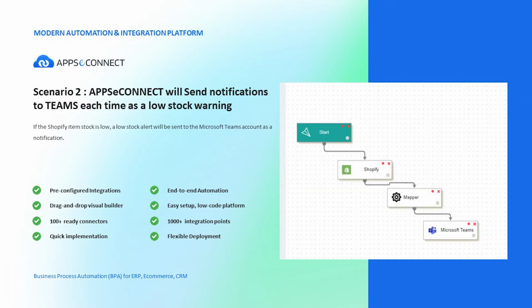Now we can also have another scenario. For example, when there is low stock on an e-commerce platform, immediately a low stock alert or warning will be sent to the inventory manager. Stock replenishment planning is very important for every organization. Every organization will always want to be updated regarding their current stock status. So if the low stock warning is sent to the inventory manager, it will always help in planning procurement. So in this scenario, whenever the Shopify item stock is low, a low stock alert will be sent to the Microsoft Teams account as a notification.